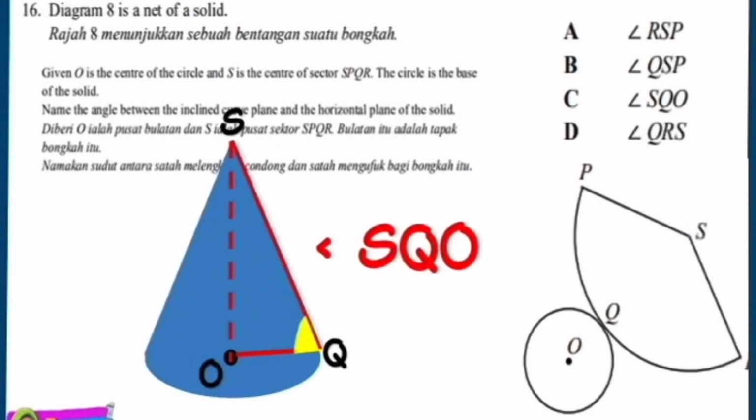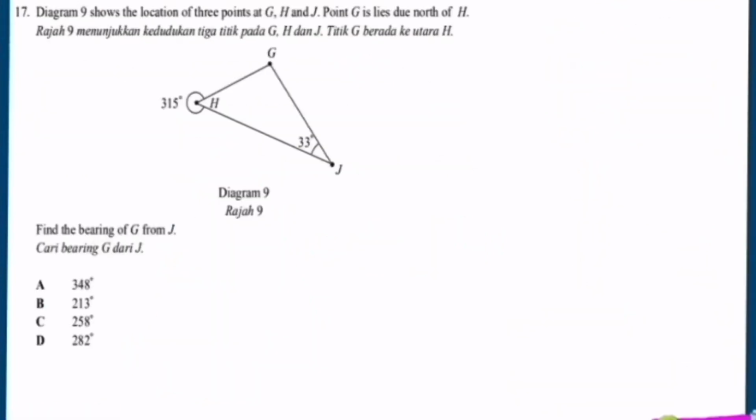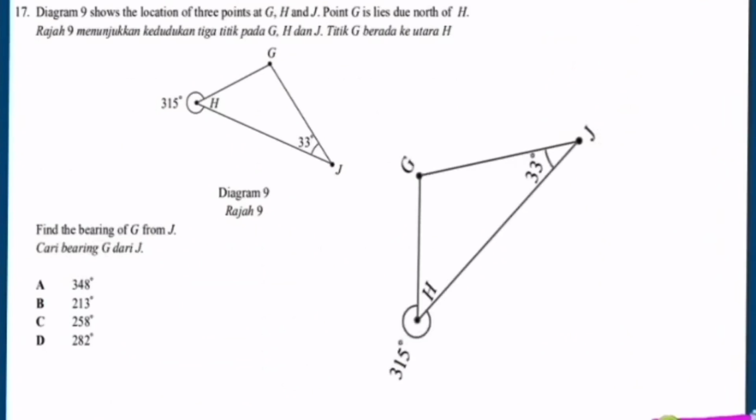Okay, settled. We have settled number 16. So now we'll proceed to number 17. Let's have a look at number 17. Alright, this question is about bearing, right? Diagram 9 shows the location of 3 points, G, H, J. Point G lies due north of H. So we'll re-sketch the diagram so that G is at the north of H. Use a red line like this so that you won't be so confused.